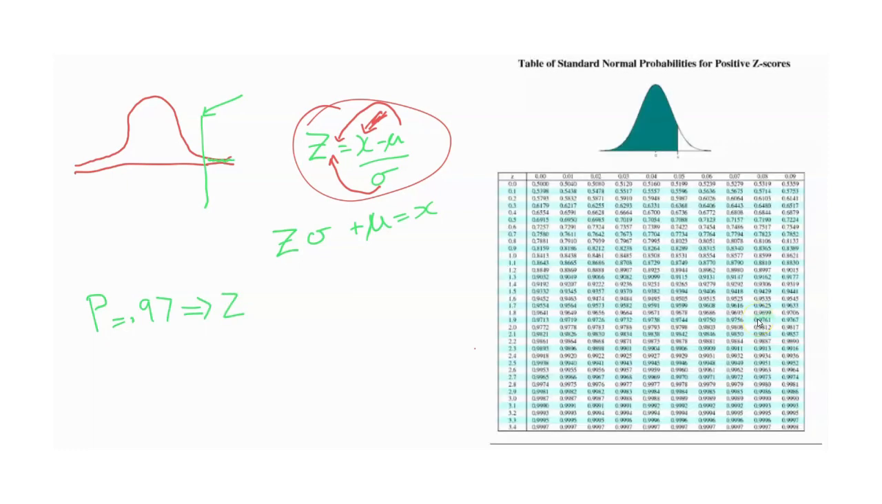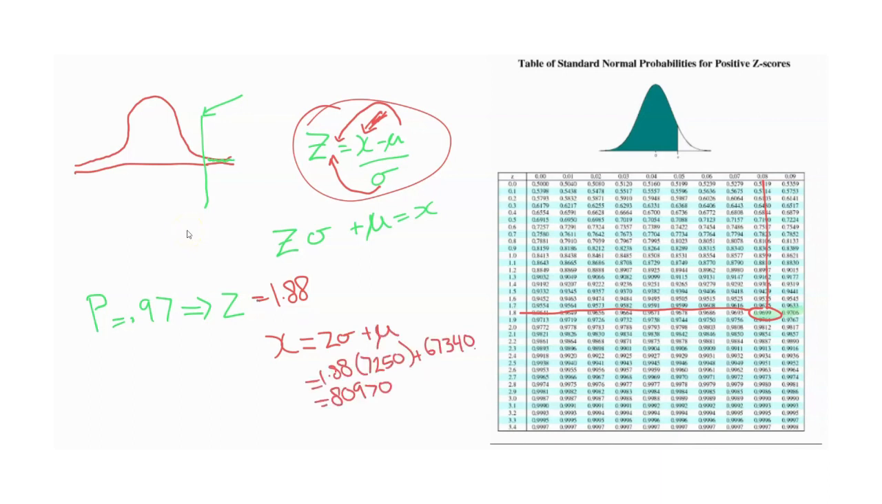So 97% occurs somewhere in there. Actually, this number is closest, so we're going to use 1.88. Now it's just plug and chug because now we're going to use the formula z sigma plus mu is equal to x. We plug in our numbers, and now we know that only 3% make more than $80,970.